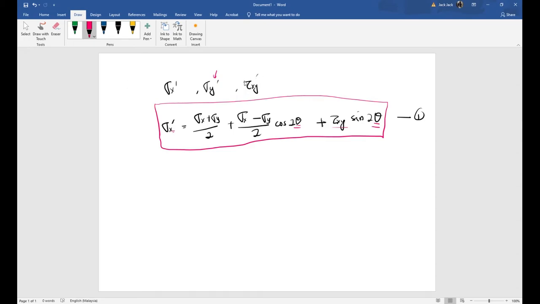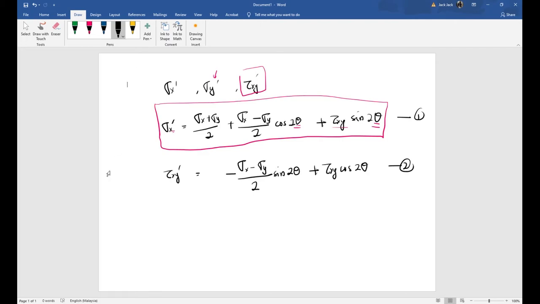Now we will focus on the equation for the shear stress tau xy prime. Tau xy prime is equal to minus, so just simply take this portion and give a negative sign, sigma x minus sigma y divided by 2, and instead of cosine we define sine 2 theta here, plus tau xy cosine 2 theta. So this will be your second favorite equation. Please memorize this equation.